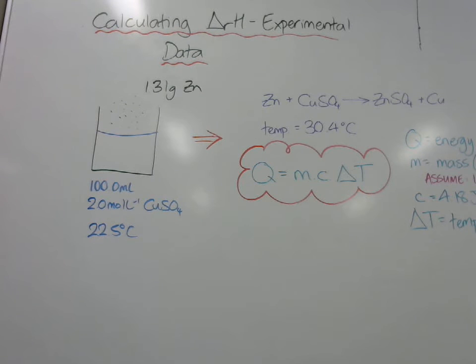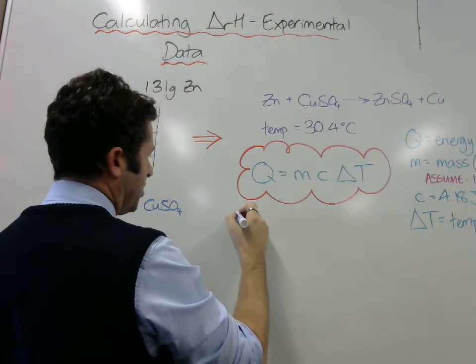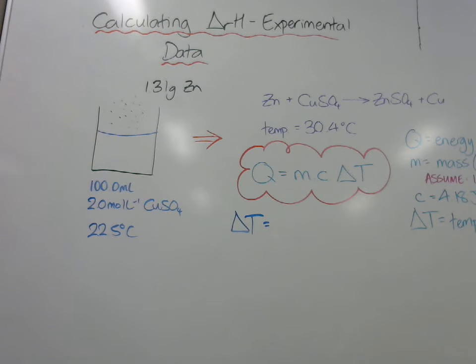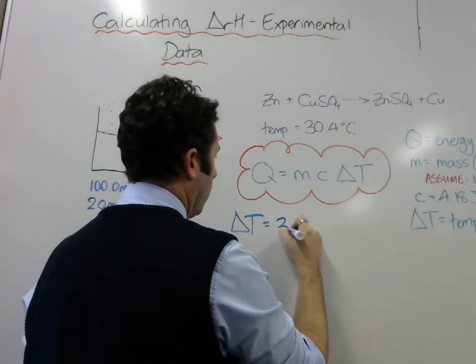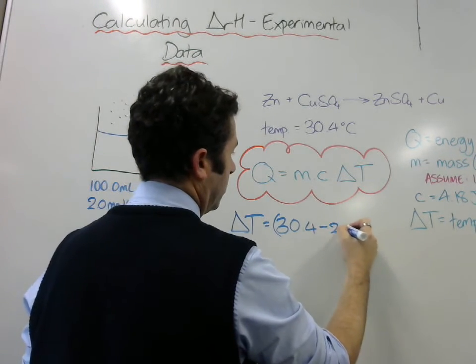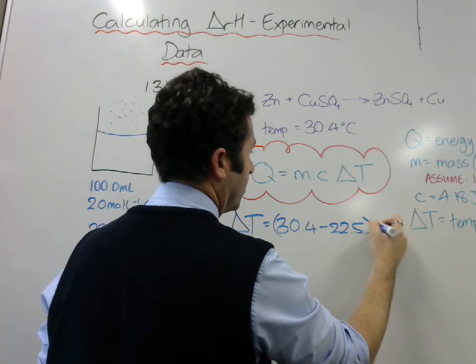So the first one's an easy one. I have asked you guys to have your calculators handy to help me with it though. The first thing I need to get is my temperature change. I'm going to go from right to left actually, backwards, to get to my Q. So my temperature change is taking the bigger value and subtracting the smaller value, or if you want to be more precise, the final temperature minus the initial. So 30.4 minus 22.5 degrees Celsius.